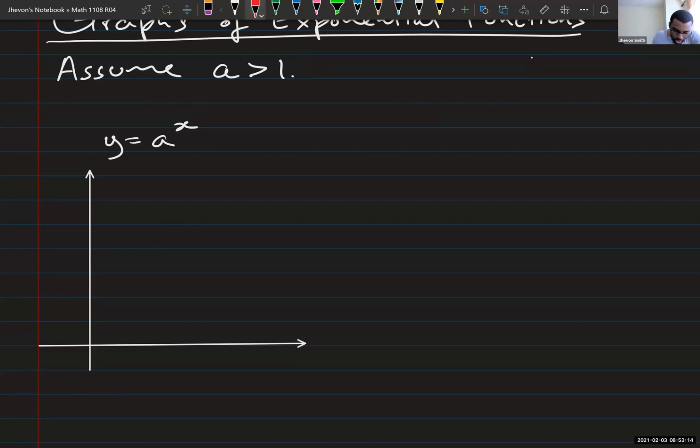The graph of that looks like, and it passes through the point 1 because of the laws of exponents. When my x is equal to 0, my output is going to be 1. Right, so that's the graph of that exponential.